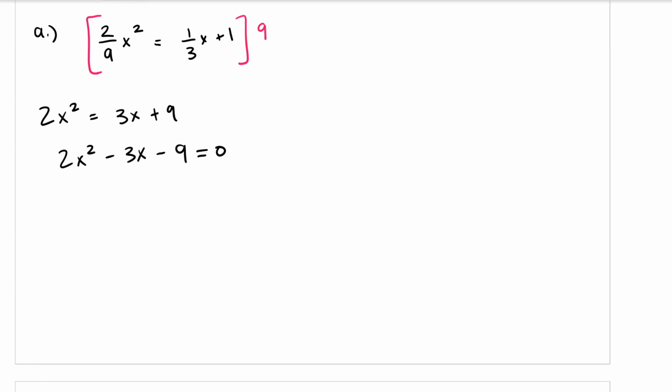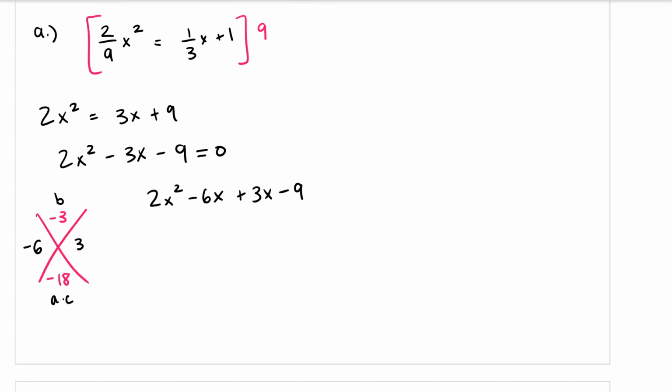I'm going to factor, and so I'm looking for two numbers that add to -3 and multiply to -18. And the way that I got these numbers is this is the b value, this is a times c, and the two numbers that accomplish this are -6 and +3. So now I'm going to rewrite this as 2x squared minus 6x plus 3x minus 9.